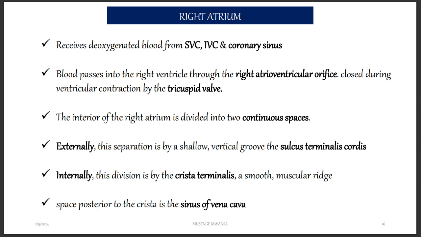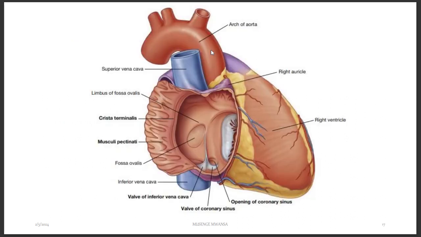Where the smooth part and the rough part of the right atrium are ending or dividing, you have the crista terminalis. Posterior to the right atrium on the smooth surface, you are going to have the sinus of the vena cava. You are also going to have a point where the coronary sinus is going to take its blood. Also the superior vena cava and the inferior vena cava. So this is the one.